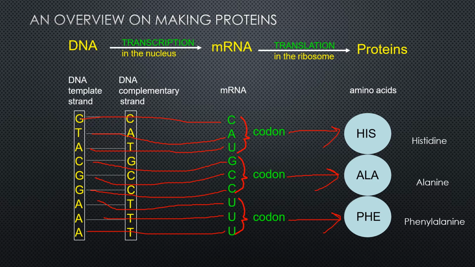So CAU, for instance, codes for histidine. This is one of our amino acids. And so we denote amino acids usually by a 3-letter grouping. So HIS is for histidine, ALA is alanine, PHE is phenylalanine. Okay, so this again is translation, and it takes place in the ribosome.